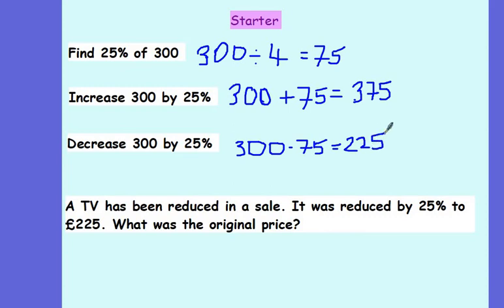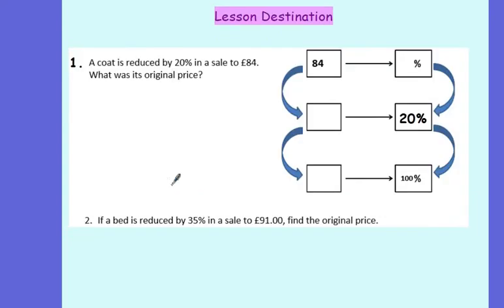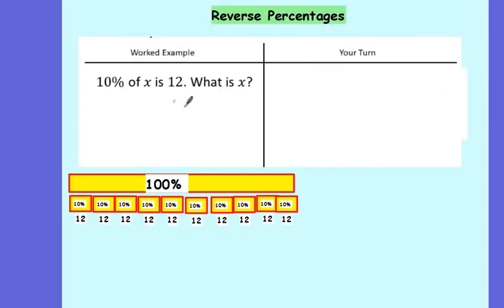The last question said a TV has been reduced in a sale. It was reduced by 25% to £225. What was the original price? Now we worked out that if we reduce 300 by 25%, that gives us 225. So this tells us that the TV must have been worth £300 to start with. And these are the kind of questions we're going to be looking at today. Here's our lesson destination. So let's start us off.